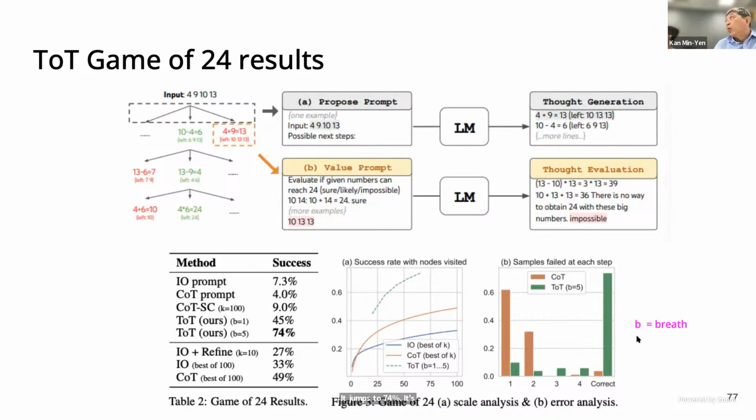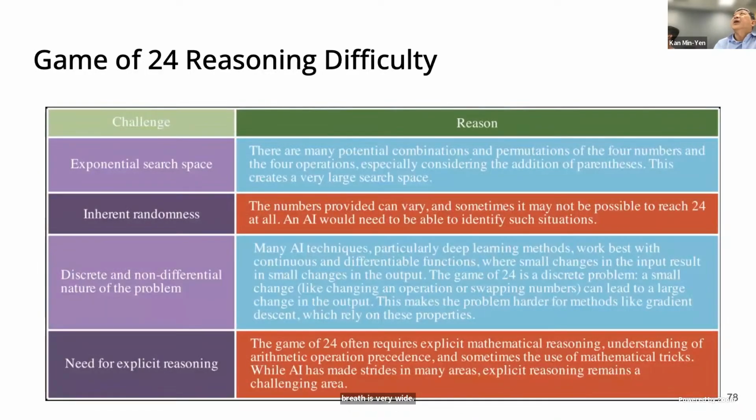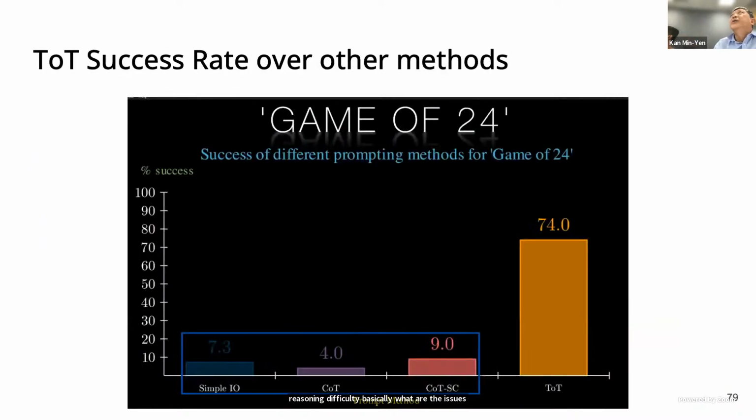Again, as long as the breadth is very wide, b equals 5 and b equals 1. And again, some reasoning difficulty, basically what the issues are on this one, so you can read about it. And the success rate compared to the others for the Game of 24: it's a game where you try to figure out, with the 4 numbers 1, 2, 3, 4, how you multiply to give you 24, or add or minus, whatever.